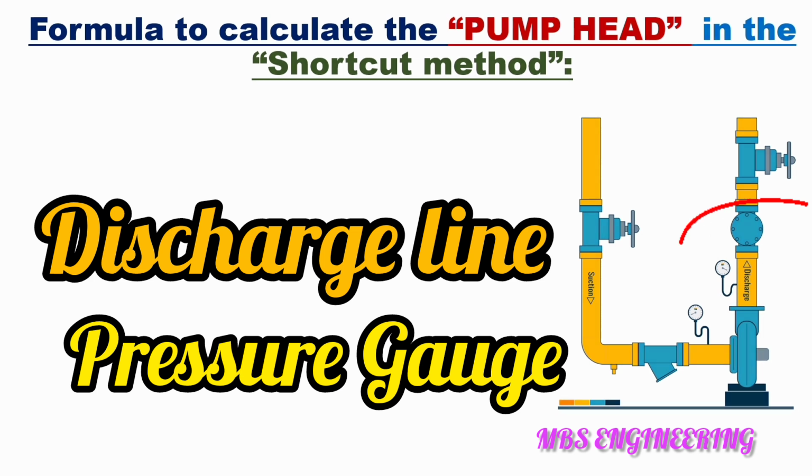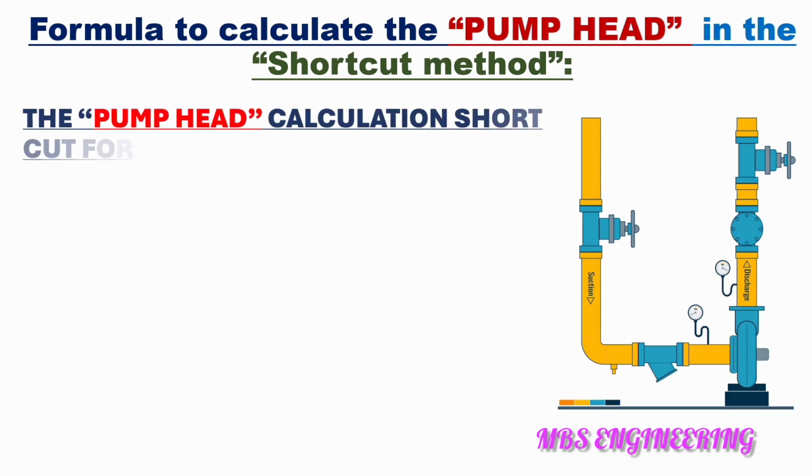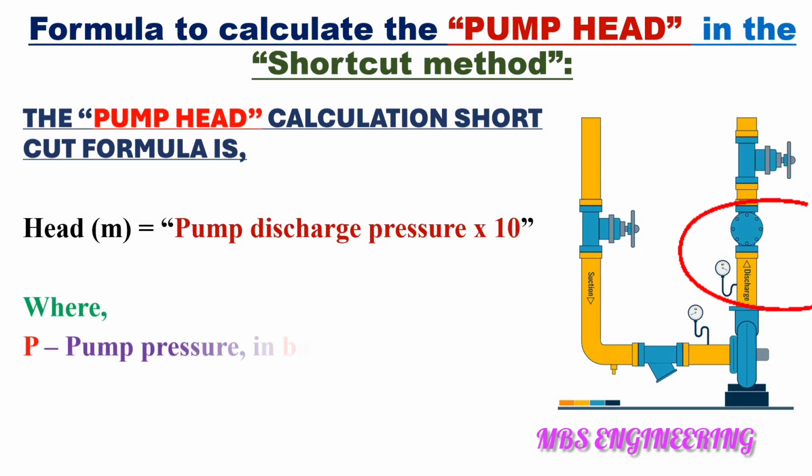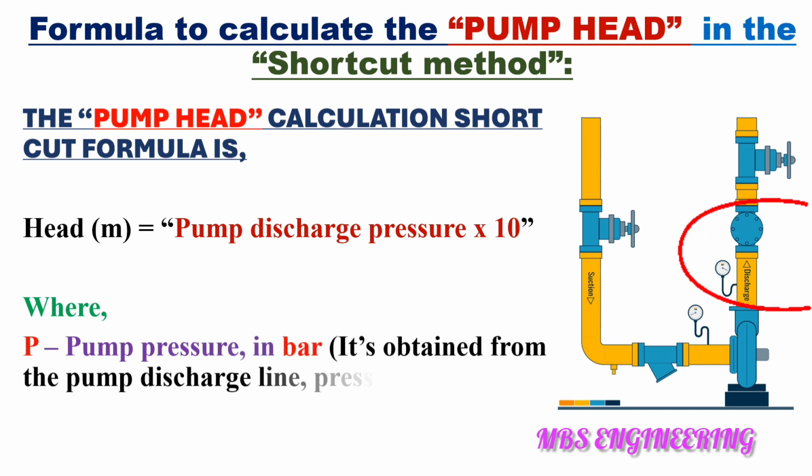Next, the pump head calculation shortcut formula is: pump head in meters is equal to pump discharge pressure multiplied by 10, where P is the pump pressure in bar, obtained from the pump discharge line pressure gauge readings, and H is the head in meters.